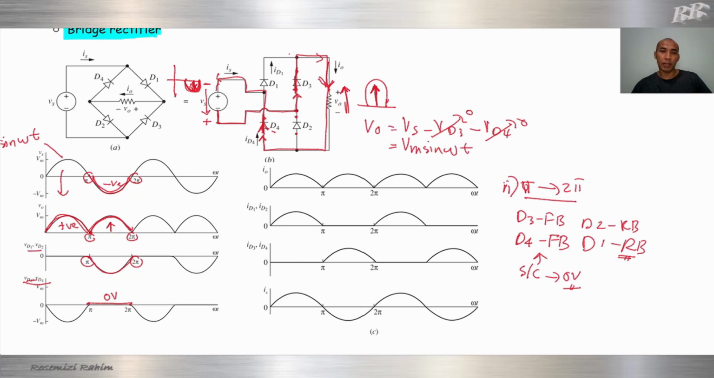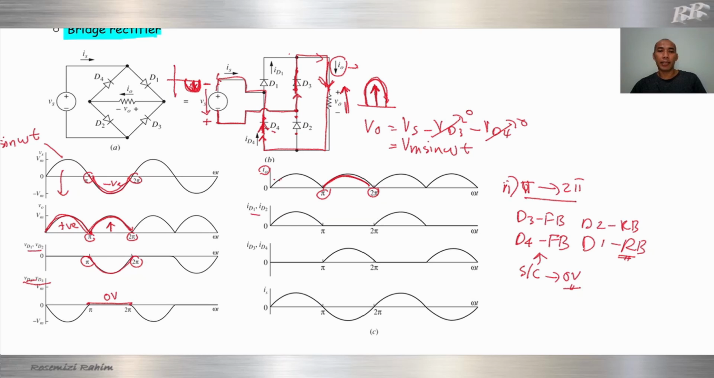Alright, how about I0? We know that I0 is here. So I0 will follow the same as our voltage. Voltage at V0 is a positive waveform, so the current waveform will be positive, the same waveform as the voltage. Actually from pi to 2 pi, the waveform will be the same as the output waveform, positive cycle.